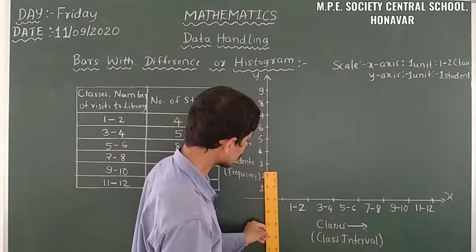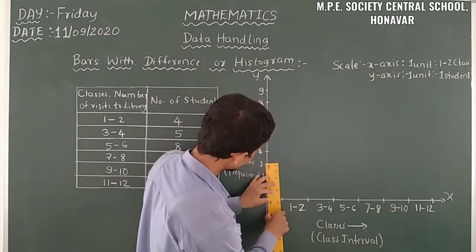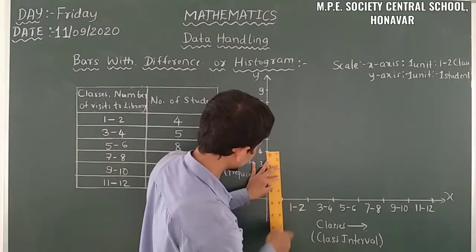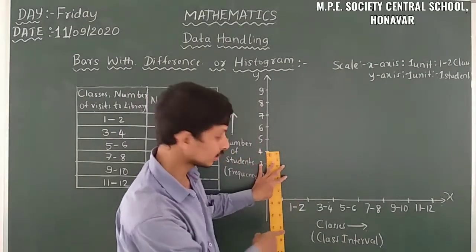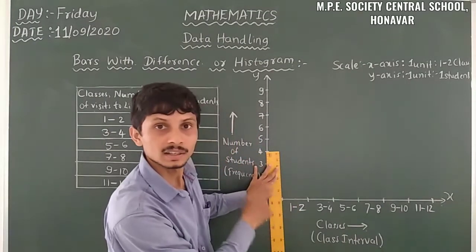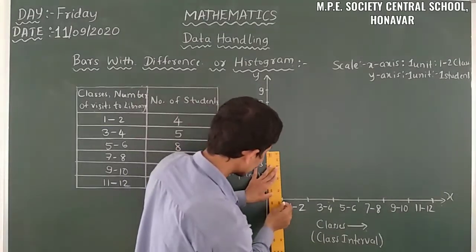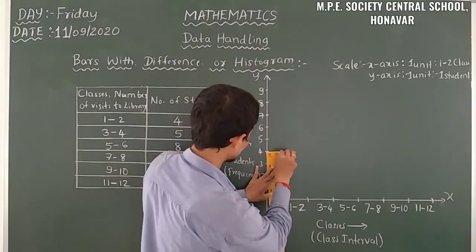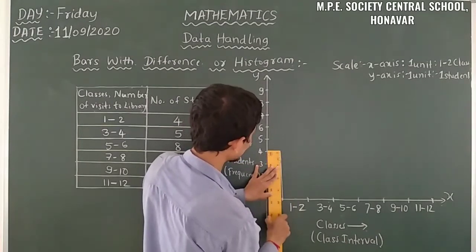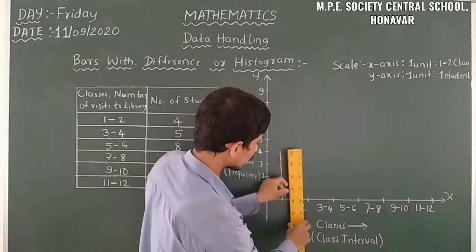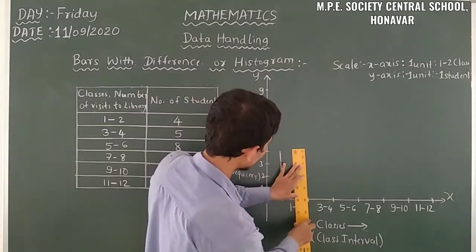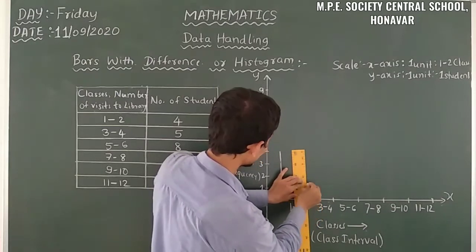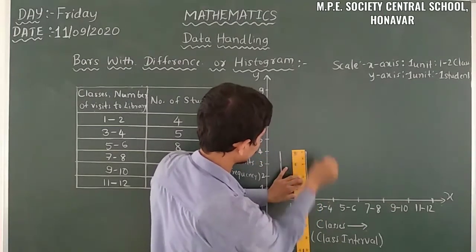So firstly what we have to do? Firstly we have to locate the scale at the starting point. Here it is the starting point. So firstly locate the scale here. Then we have to take a line up to the mark of 4. Here also, in the last part also, we have to take it like that only. So here we have to take up to 4.